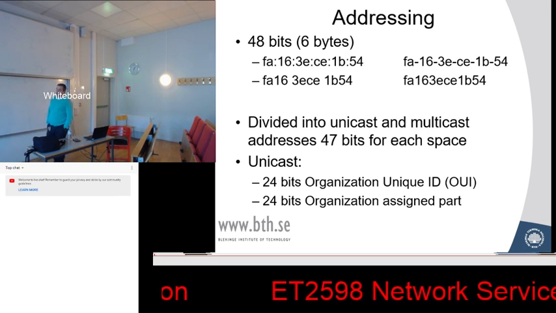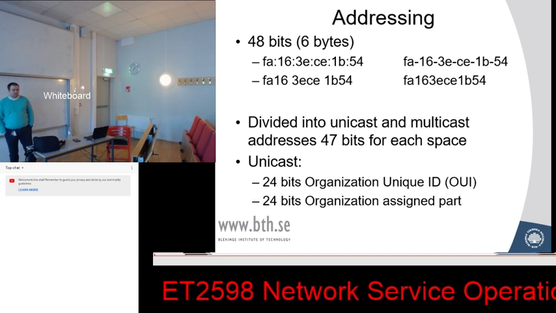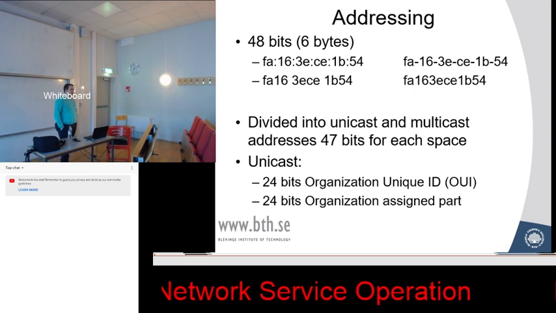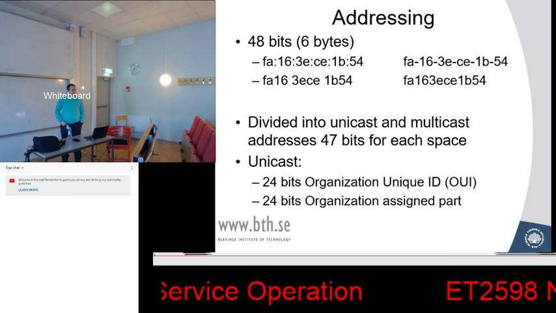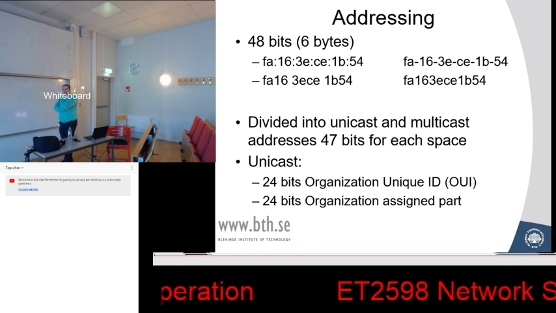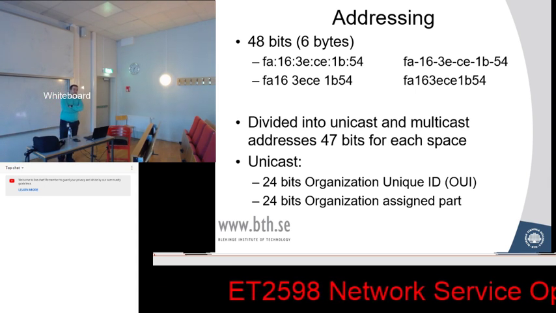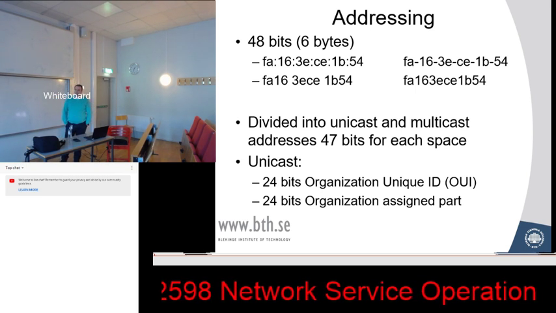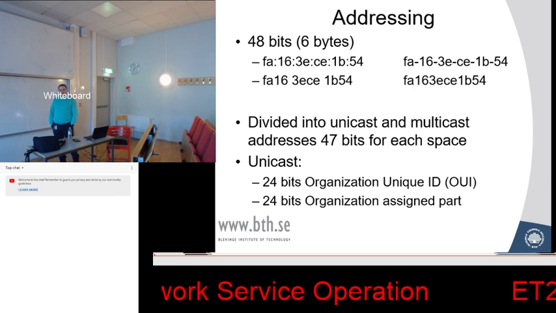Addressing. So, in Ethernet, addresses are 48 bits, or 6 bytes. Compared to IP version 4, that has 32 bits. Whereas in IPv6, we have 128 bits, right? But Ethernet has 48 bits. So it's more than IP, but less than IPv6.